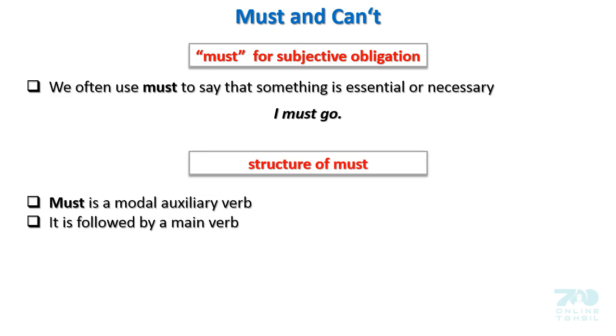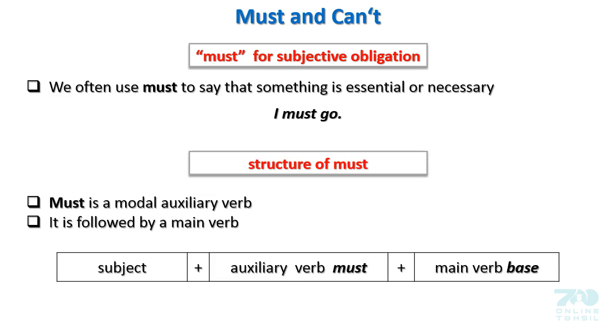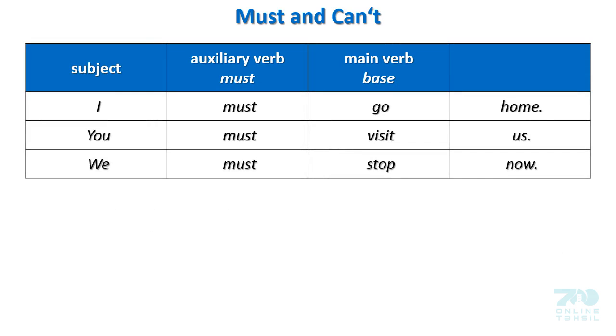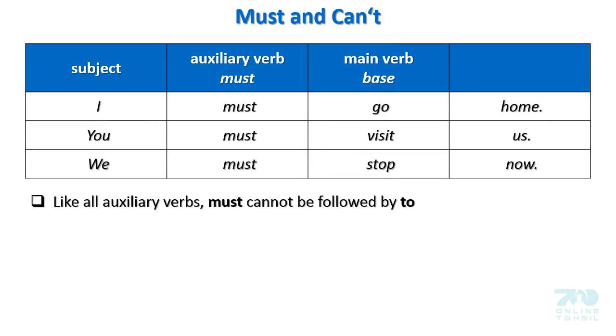The basic structure for must is subject plus auxiliary verb must plus main verb base. The main verb is always the same form, base. Look at these examples. I must go home. You must visit us. We must stop now. Like all auxiliary verbs, must cannot be followed by to. So we say, I must go now, not I must to go now.